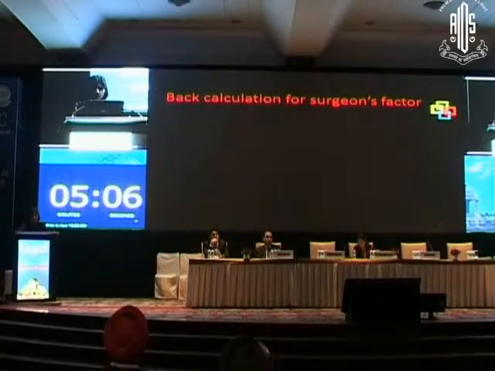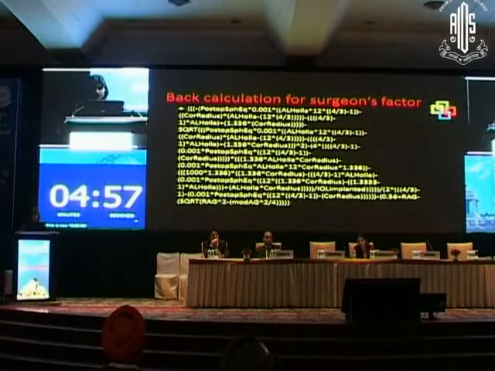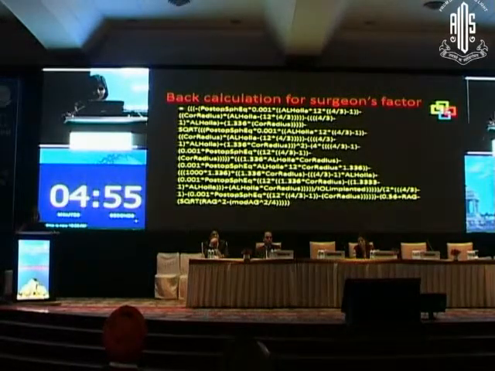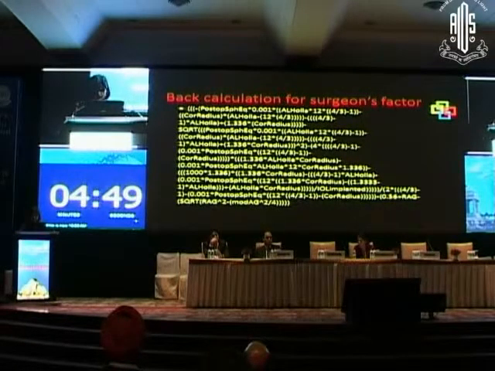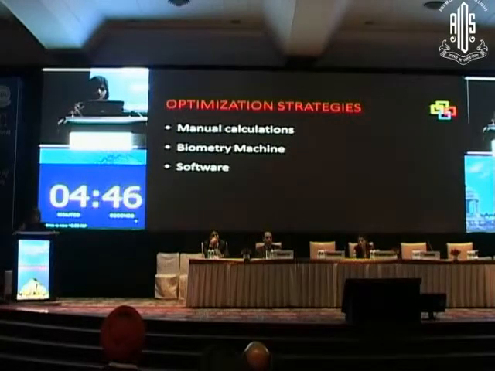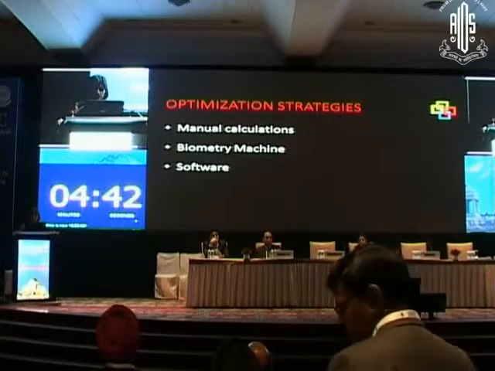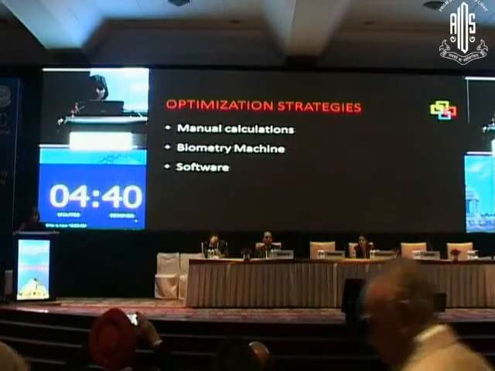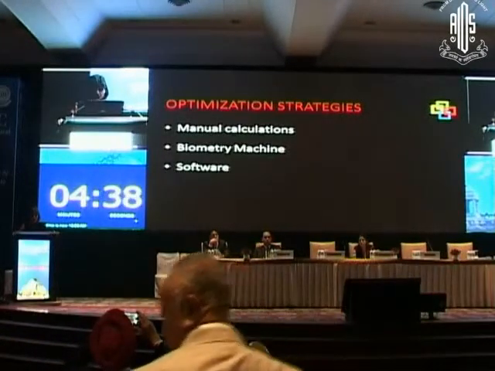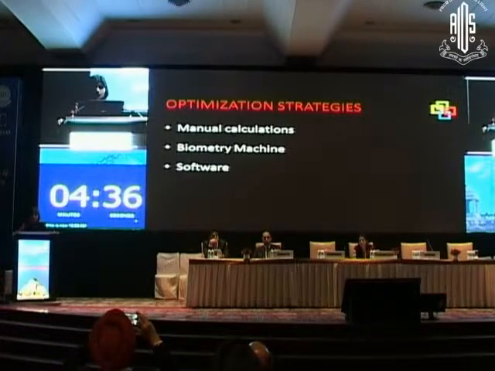So I'm just giving an example. Suppose we want to back calculate a surgeon's factor. Surgeon's factor is what we use in Holladay 1. And this is the equation for that. So I can't even make head or tail out of this equation, so let alone calculate it. So we have to look for other ways. So what are the other optimization strategies that we have? We have already seen manual calculations. Second strategy is to do it on your own biometry machine. And third is do it through a computer.